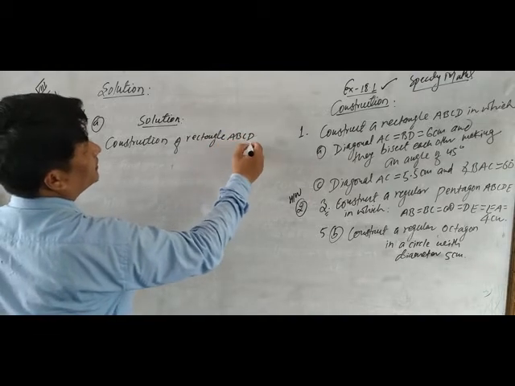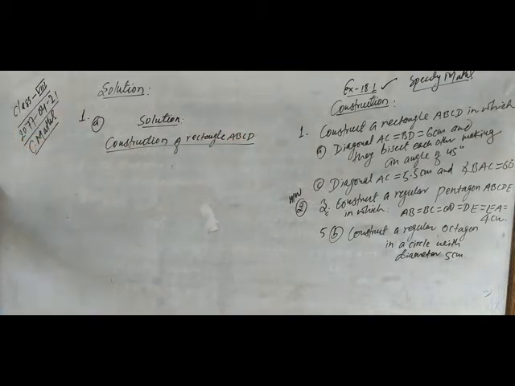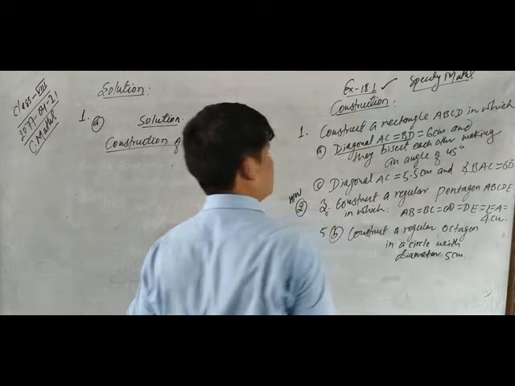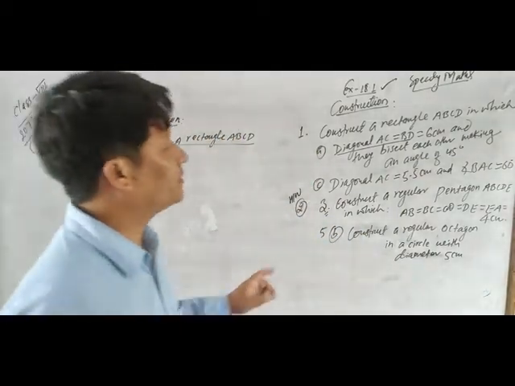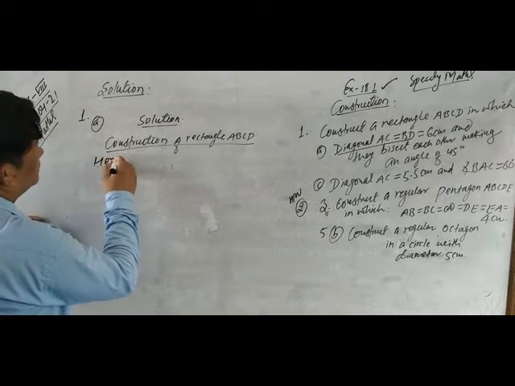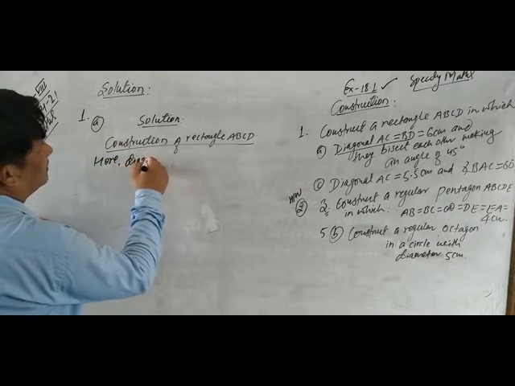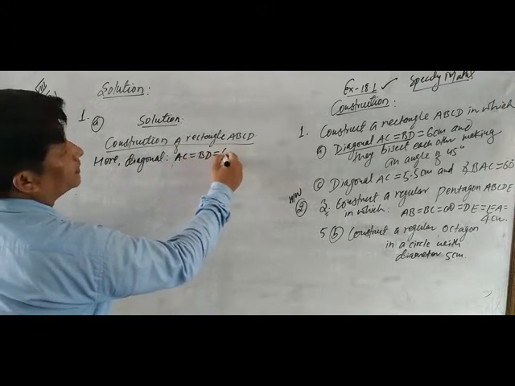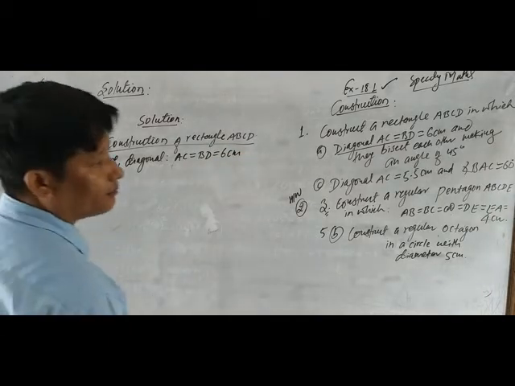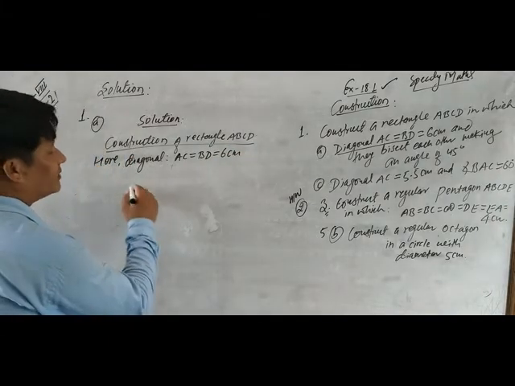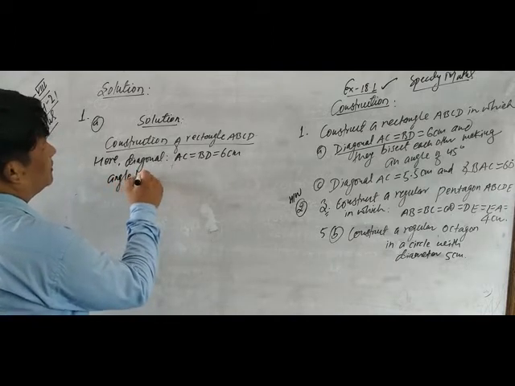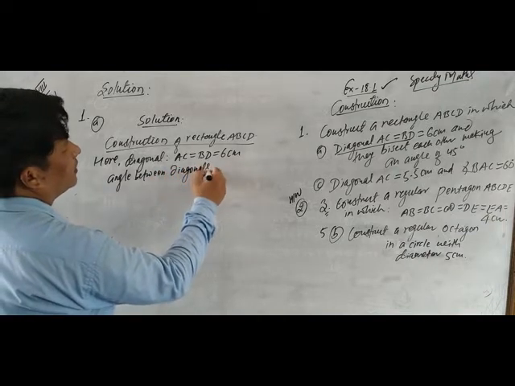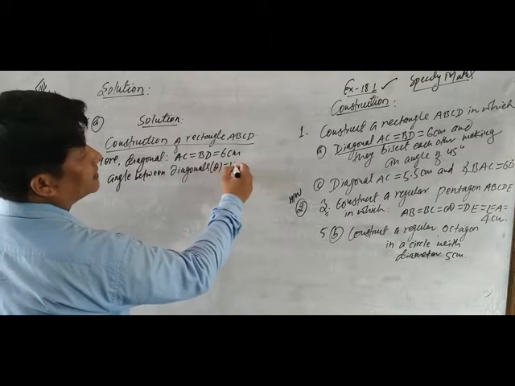Rectangle ABCD. Okay, dear students, you can easily construct the rectangle ABCD because here the diagonals are given, and diagonals of a rectangle are equal. So here we are given diagonal AC equals BD equals 6 centimeter, and they bisect each other making an angle of 45 degree. The angle between the diagonals, theta, is given as 45 degree.